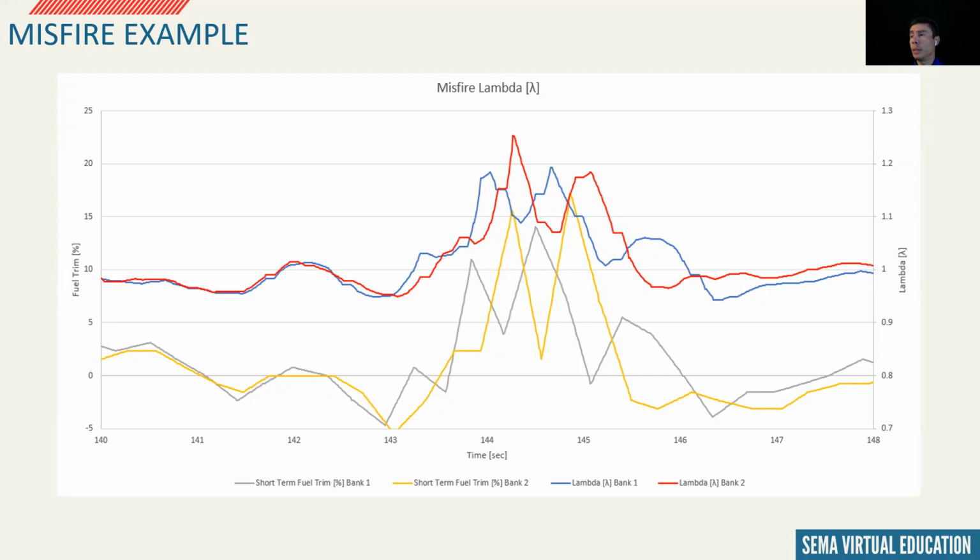We need to also be careful of misfire for another reason. Misfire will send catalyst temperatures very high because of the reaction unburned fuel and oxygen will recreate on the face of the catalyst.